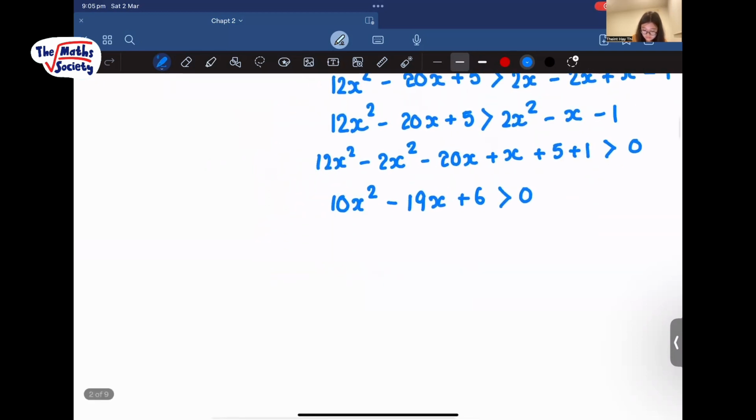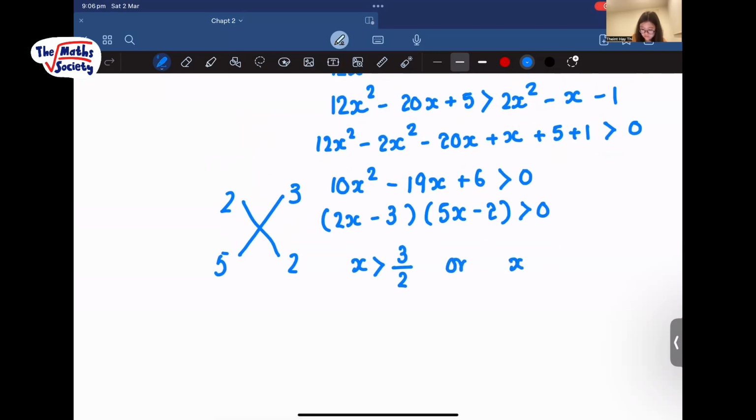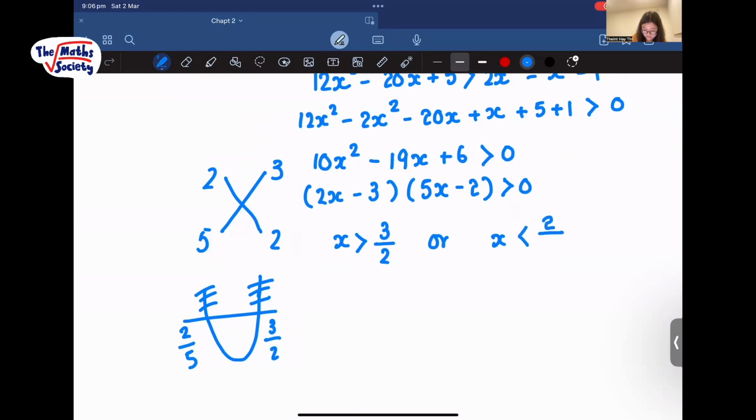And then we'll do the cross method again, where you'll get 2, 5, and then it'll be 3, and then 2. And because it's plus, we'll have both minus, which would be 2x minus 3, and then 5x minus 2, which is greater than 0. And then you can use this method, which would be 3 by 2, and then 2 by 5. And because it's greater, we'll take the upper places, which means that x is greater than 3 by 2, or x is less than 2 by 5.